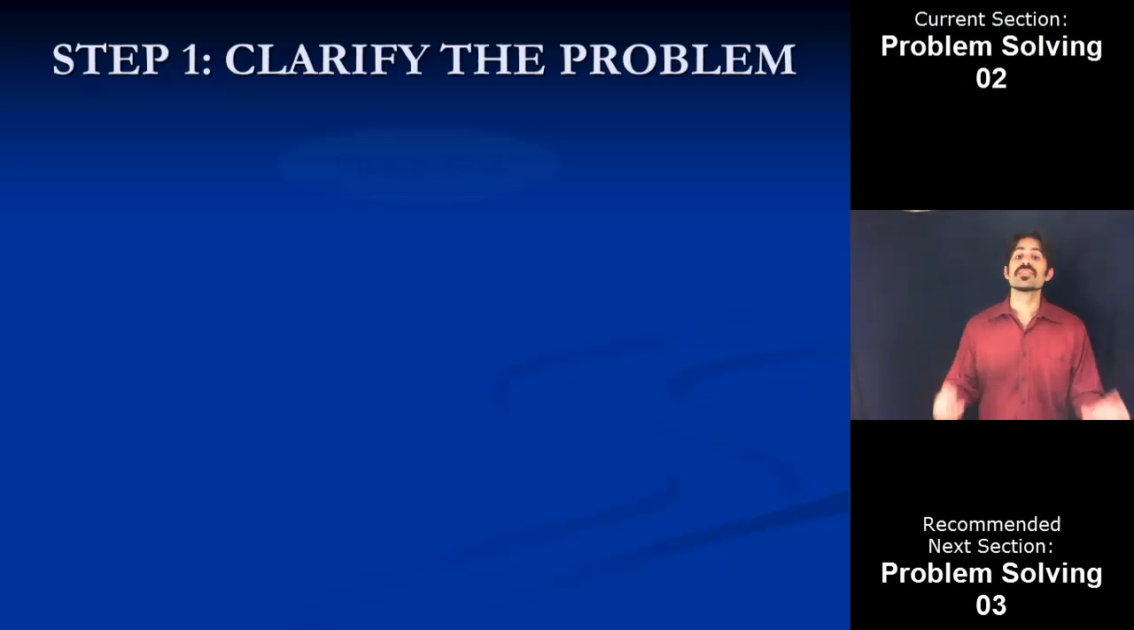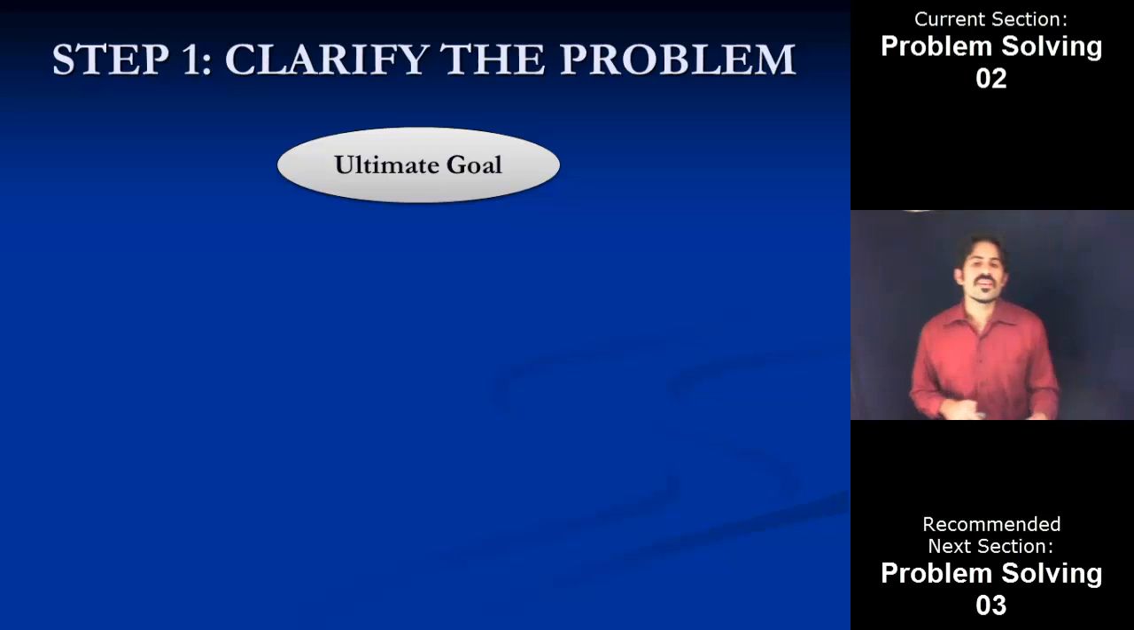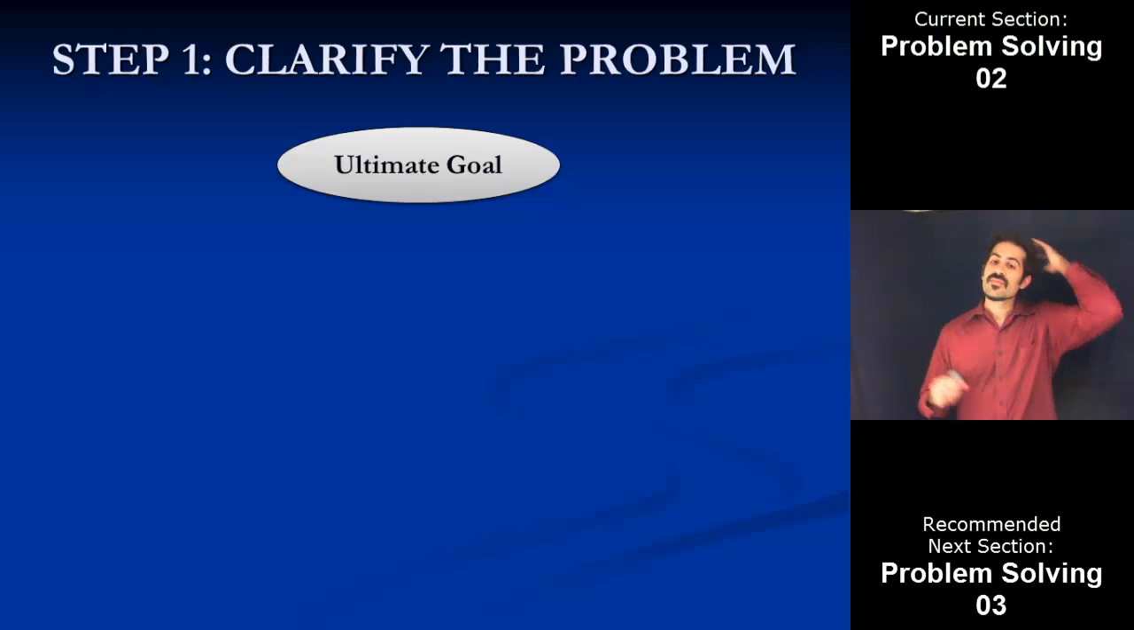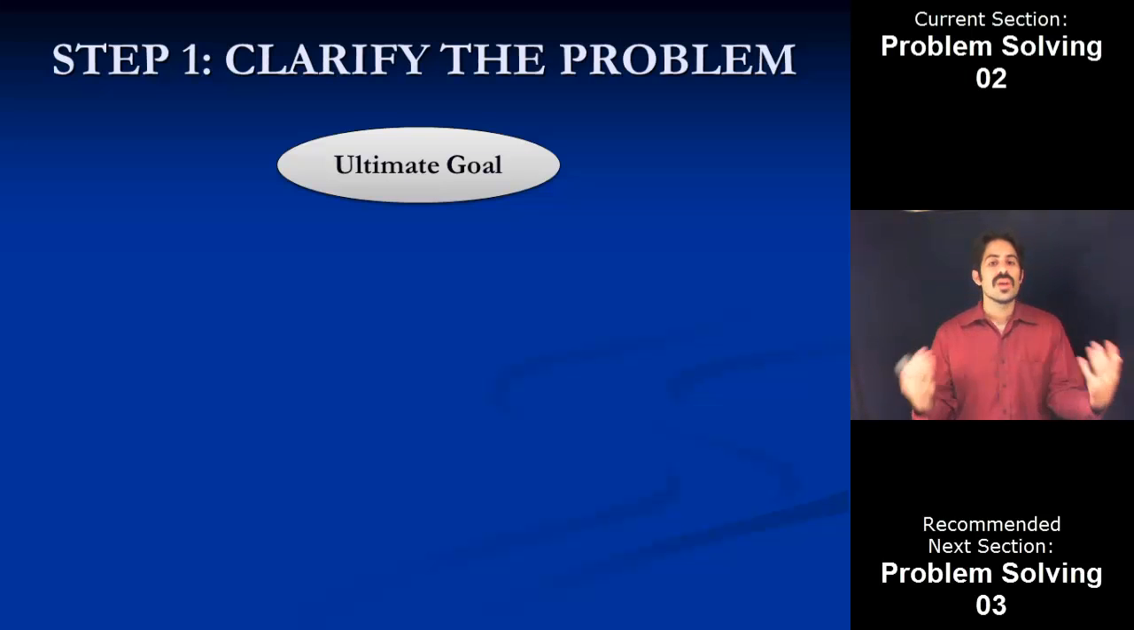What does that mean? What do we do in this step? So the very first thing we want to do is define and understand what is the ultimate goal that we're trying to satisfy by solving this problem. I like to break it down into maybe 4 or 5 different ultimate goals. Is it quality? Is it lead time? Is it cost? What is this problem related to?